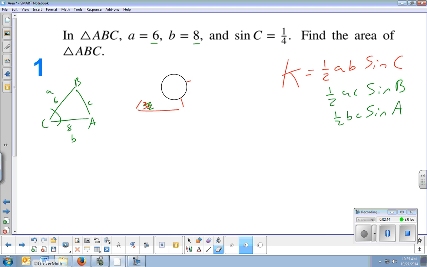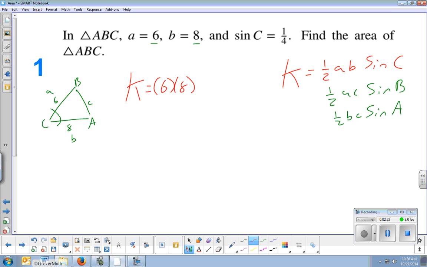Okay, but let's get back to this particular problem. So AB sine C, AC sine B, BC sine A, doesn't really matter. It's two sides and the angle between them. So for this problem, those sides are 6, 8, and sine C is 1/4. That's basically it for this problem. 6 times 8 times a fourth. Well, 8 times a fourth is 8 divided by 4 is 2. 6 times 2 is 12. You can certainly do that in your calculator if you'd like.